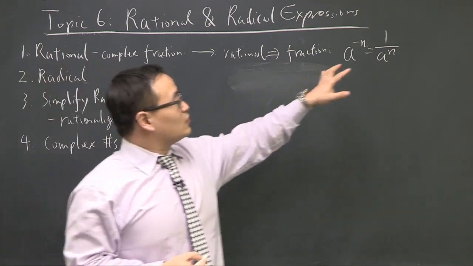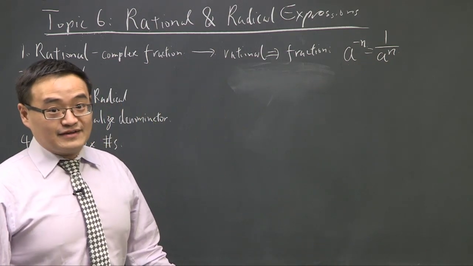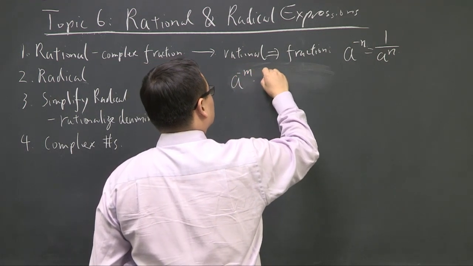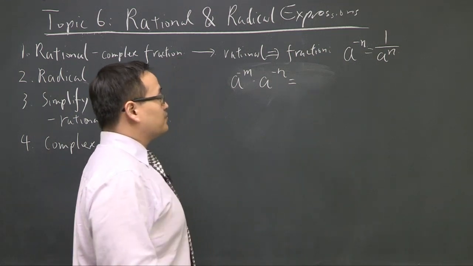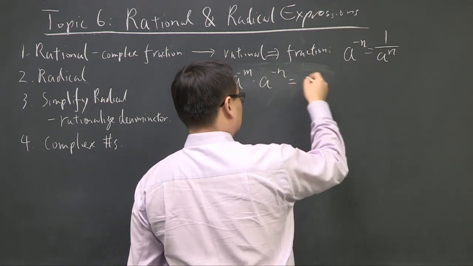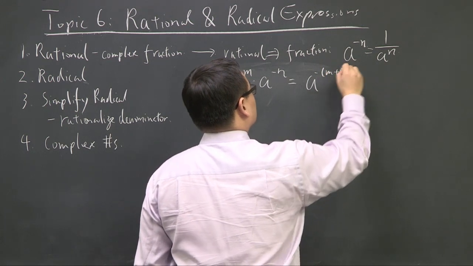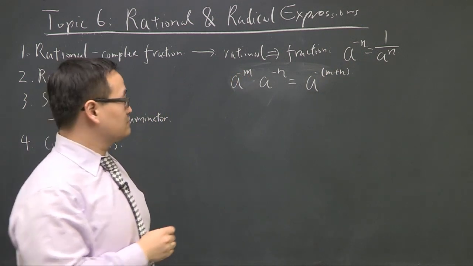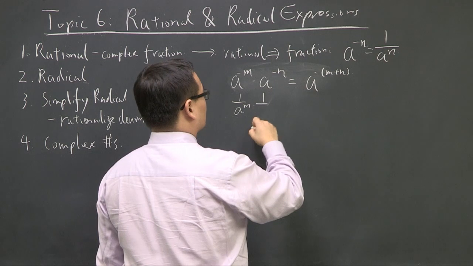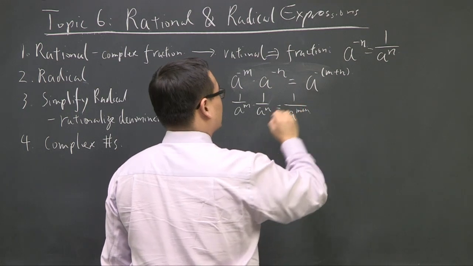If we can write all the rational numbers in the sense of an exponent, all the rules of exponents apply. For instance, if I have a to the negative m times a to the negative n, what do I get? If I'm multiplying, I will get a to the negative m plus n. Vice versa, 1 over a to the m times 1 over a to the n is going to be 1 over a to the m plus n.